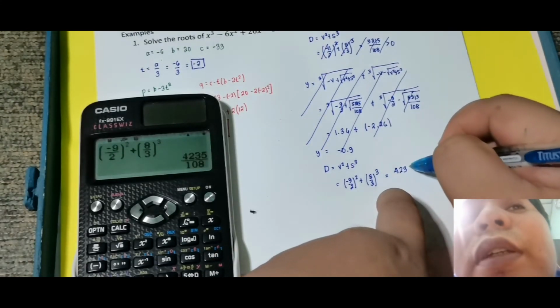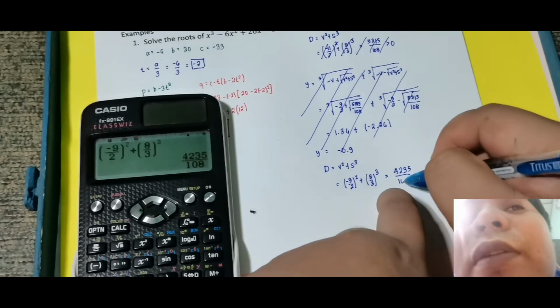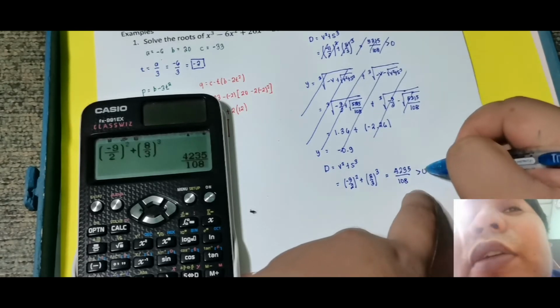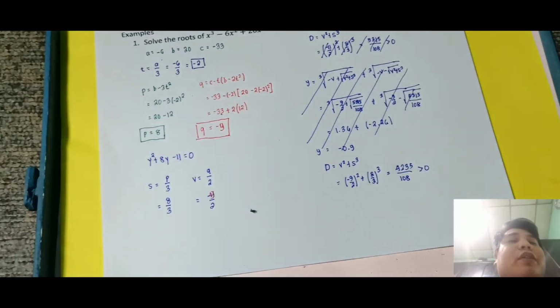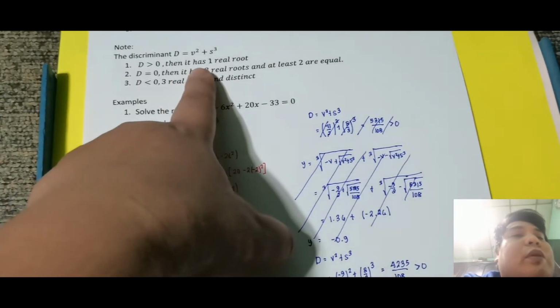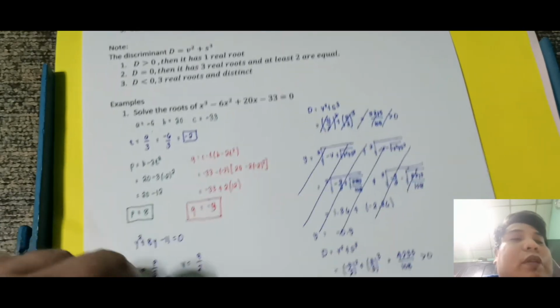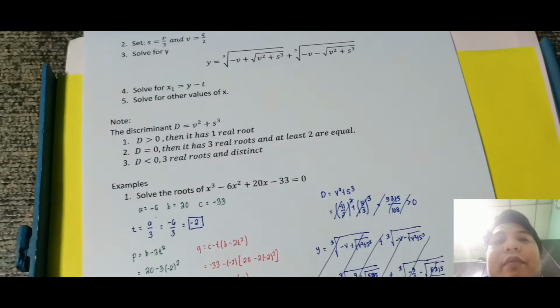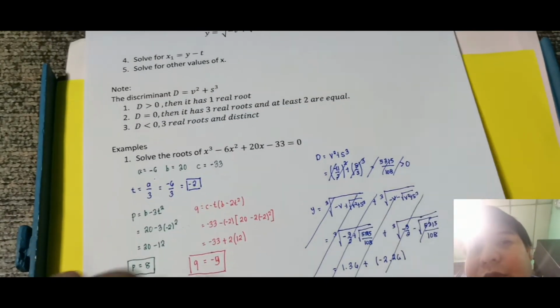4235 over 108 is greater than 0. So aware pa rin tayo na yung value niya is ganun pa rin, no? May 1 real root siya. So ang goal nga natin masolve natin yung 3 na lumabas kanina. Okay, so proceed tayo sa solution doon sa formula. So dito ko na nalagay.